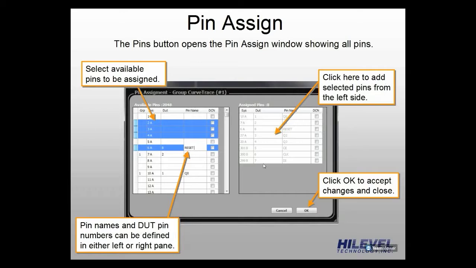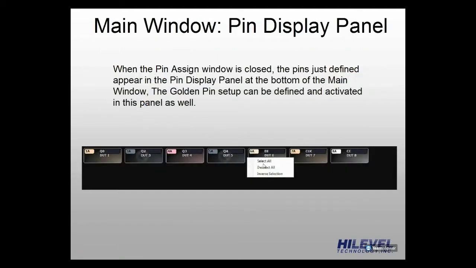You can always remove pins from the group by selecting them in the right pane and clicking on the left. When you've added all the pins in the group that you wish, click OK. When you click OK, you will see the pins you just defined in the Pin Display panel. Here you can also change the color of the pins, which in turn changes the color of the trace that you see on the screen.